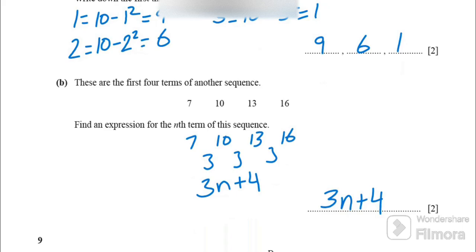Part b states these are the first four terms of another sequence: 7, 10, 13, 16. Find an expression for the nth term of the sequence. So the difference between 7, 10, 13 and 16 is 3. So we will use 3 with n. So 3n plus any value that will make up 7. So 3 ones are 3 plus 4 will be 7. 3 twos are 6 plus 4 will be 10. Again the third term will be 13, and for the fourth, 4 threes are 12 plus 4 will be 16. So the expression for the nth term will be 3n plus 4.